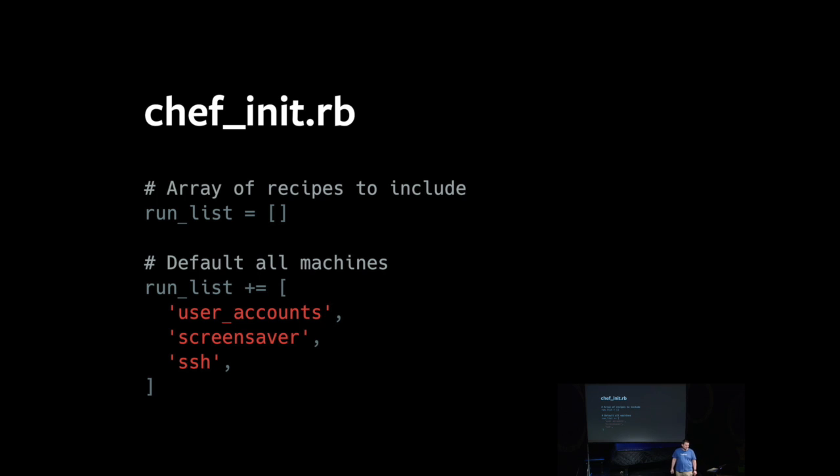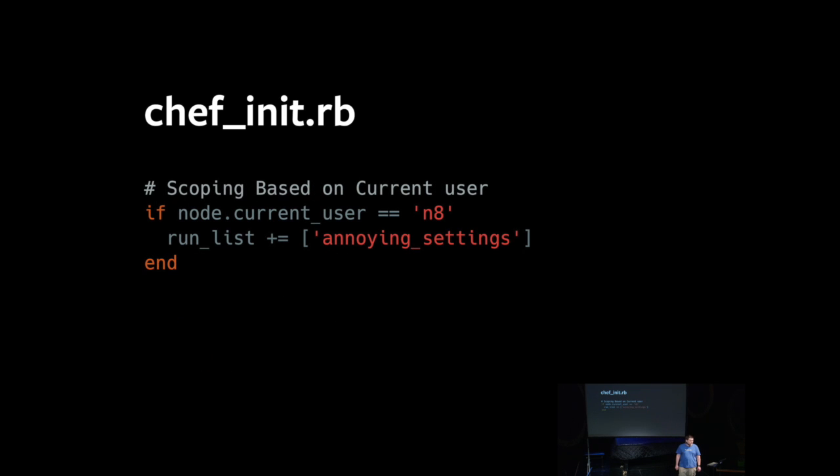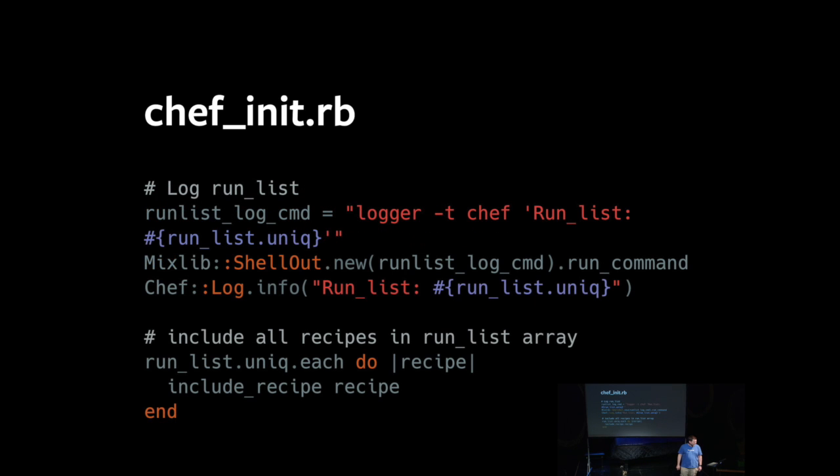Chef init works by building an array of recipe names. As you can see here, we are adding 3 recipes to the run list array: user accounts, screensaver, and SSH. We can do some basic scoping in chef init as well. For instance, say you have a certain user that you always want to have a specific recipe. You could say, if the current user is Nate, then give them some really annoying settings, because you just don't really like that user. It's always nice to know what is going on. So chef init ends by logging out a list of all the recipes applied, so you're never in the dark about what's going on with your node. And then it also includes the recipes, so the node processes and applies them.